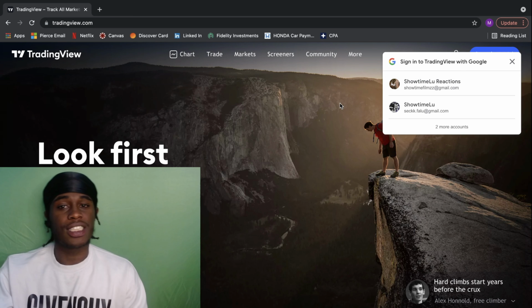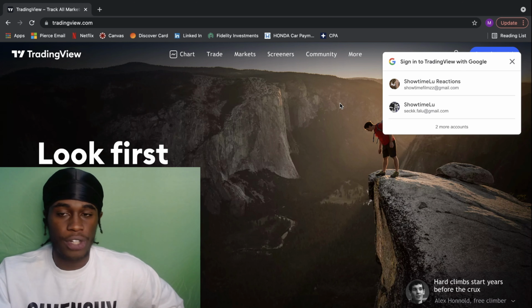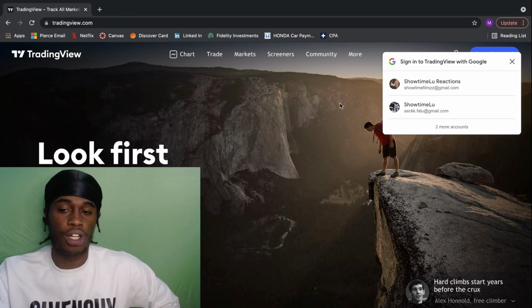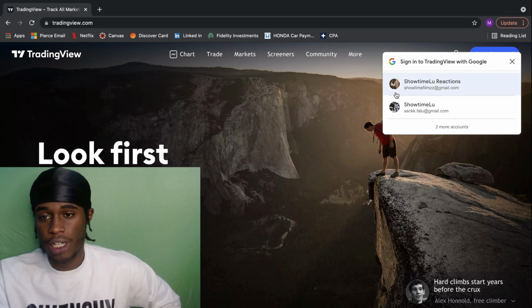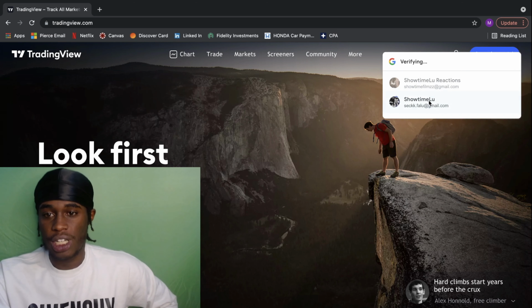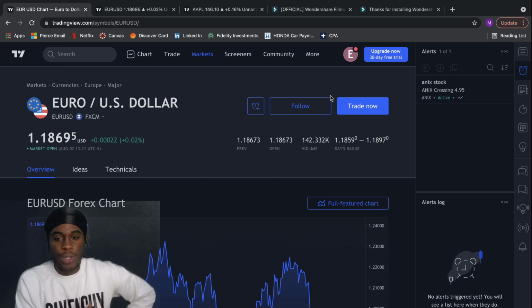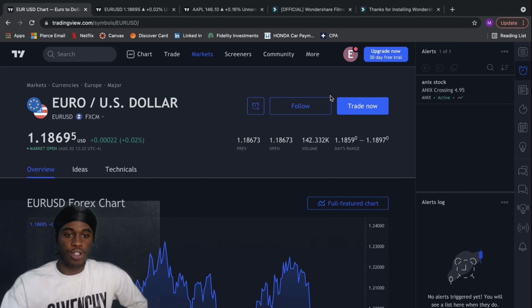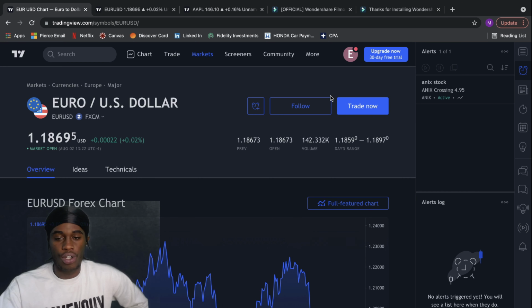So one website I like to go to is Tradeview.com. It's free. You can see all charts there. You could graph up all the charts that you want. You could connect it to a Google account, whatever it is. So we're gonna connect it to this one. I actually went into the currency market. So right now we're gonna look at currencies, Euro USD.